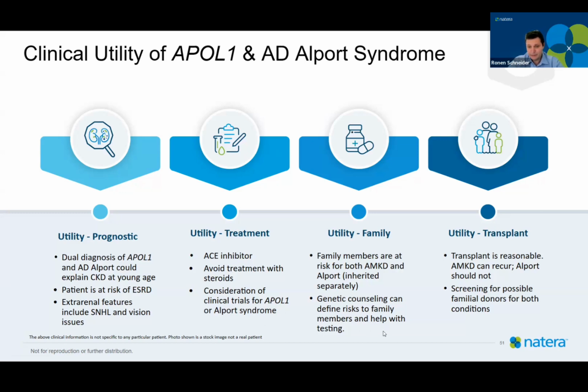For the family, again, the family members are at increased risk both for APOL1-mediated kidney disease and for Alport, which is inherited separately. So genetic counseling can define this risk for family members and help with the testing and also guide transplant questions in terms of donor selection and so forth. Next slide.